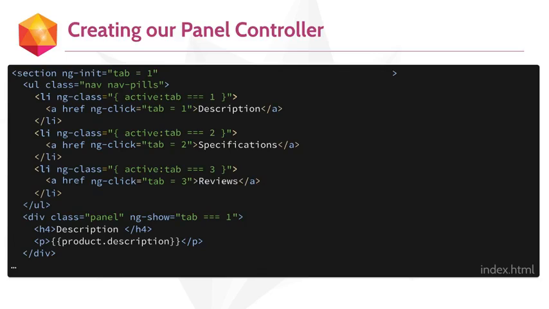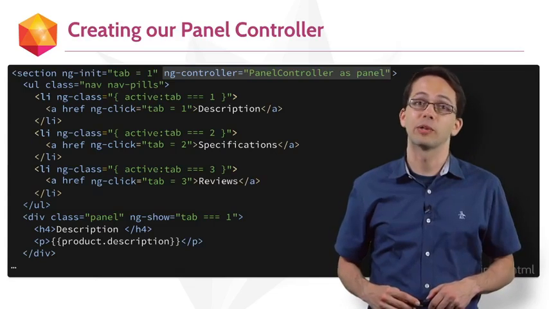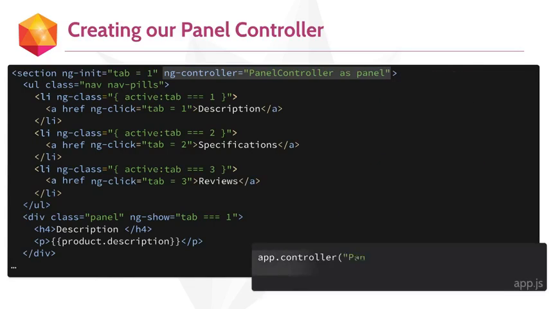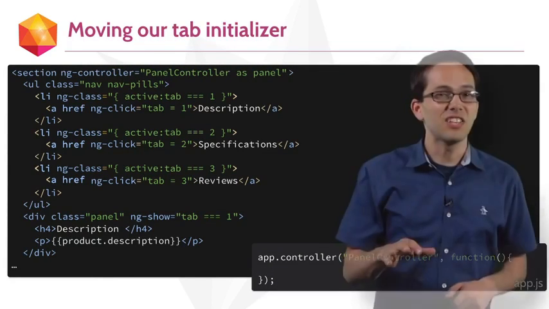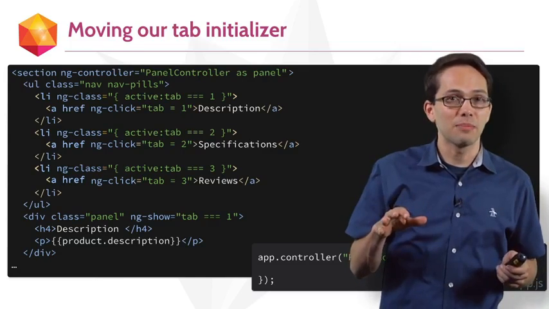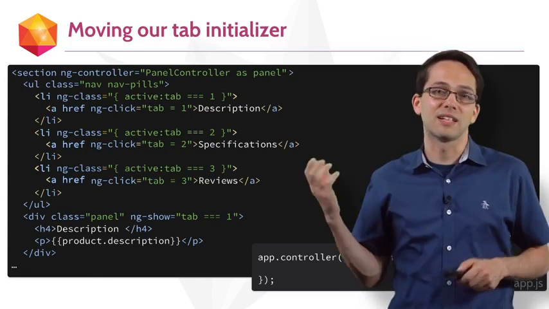First we'll use the ngController directive, specifying our panel controller as panel. Panel is our alias that we'll be using inside of this element to refer to our panel controller. Then in our app.js, we'll define our panel controller. Our next step is to move the tab initialization inside of our panel controller. ng-init is great for prototyping, but really initialization and configuration should go inside of a controller.